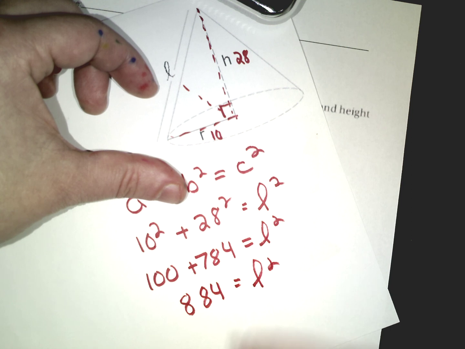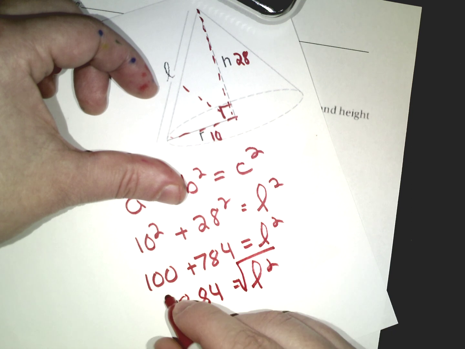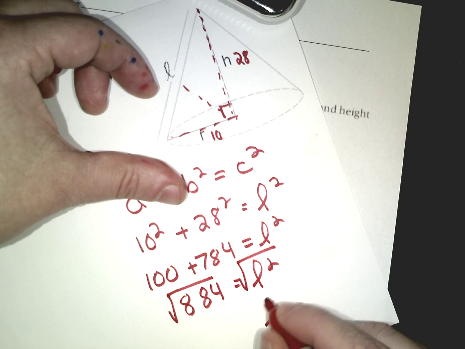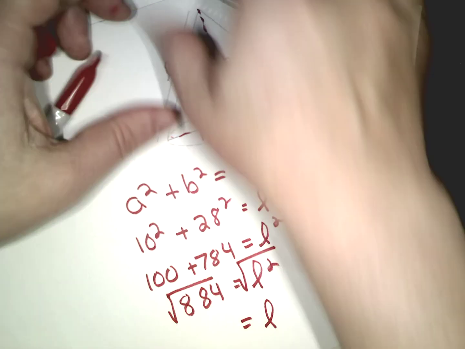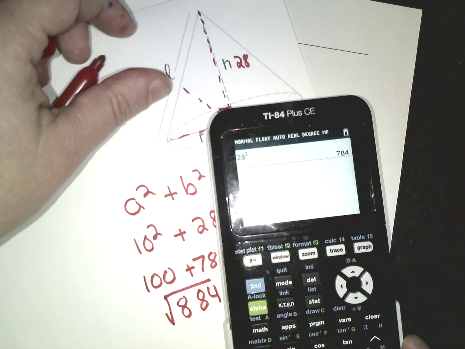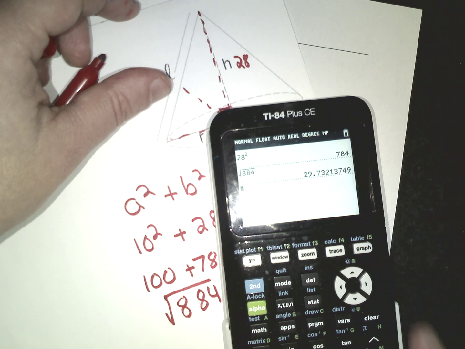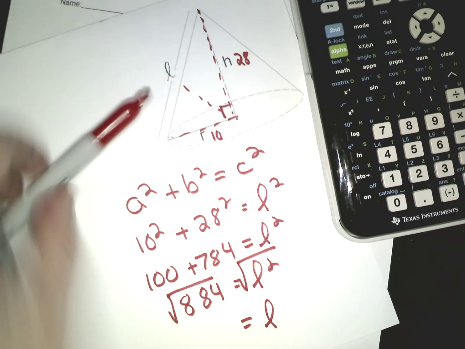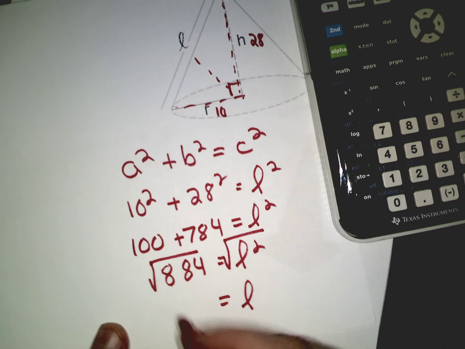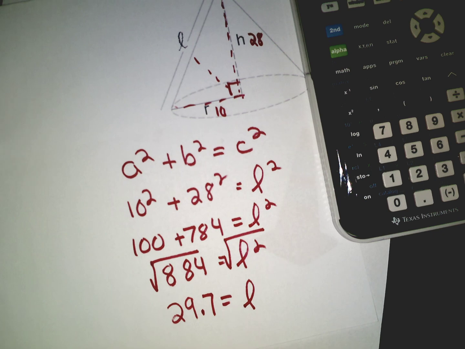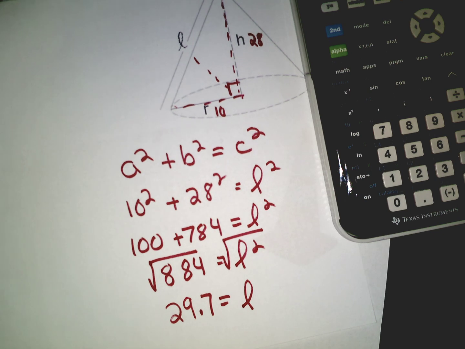Now, to solve for L, I have to take the square root of both sides, not square both sides. L squared is just L. And the square root of 884 is 29.7. I'm going to keep it at 29.7, because we're not really done with the problem yet. I don't want to round it just yet. It would bring too much rounding error, I think.